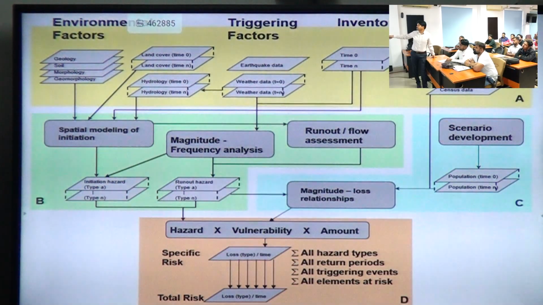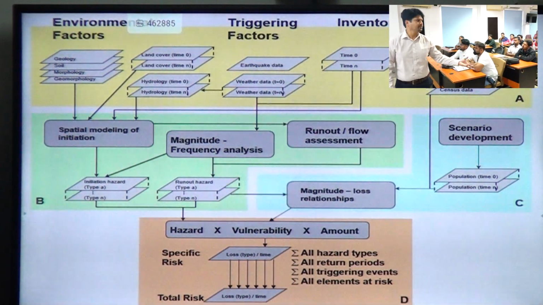So in this case, what are the elements at risk? Building, road, land use, essential facilities, cadastral data, census data, and so on. Census means an indirect way of knowing the number of people.